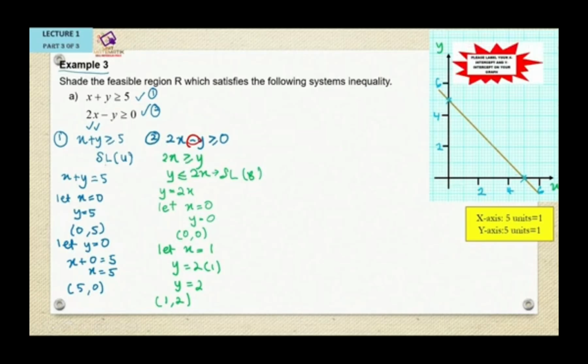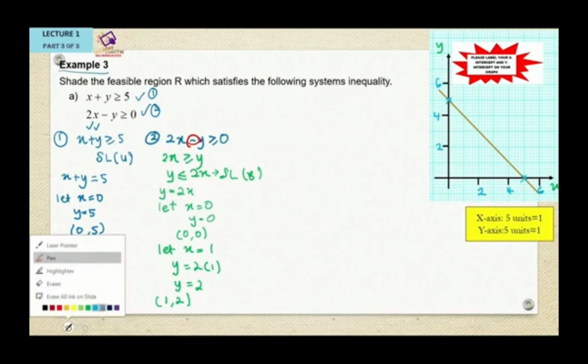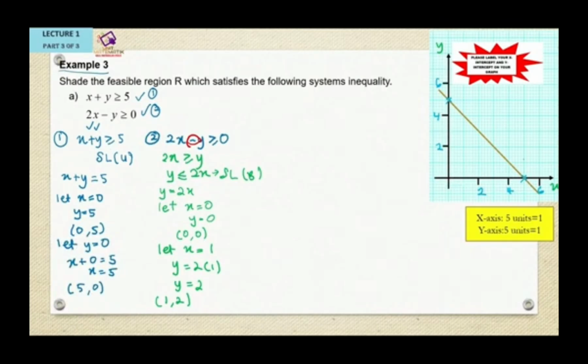This is a solid line. Make sure your linear graph is a solid line because of the included boundary line. Don't forget to label your graph: x plus y equals 5. Then, which region do we need to shade for the first graph, student? So here we have above the line. So the region will be above the line. So it is here.